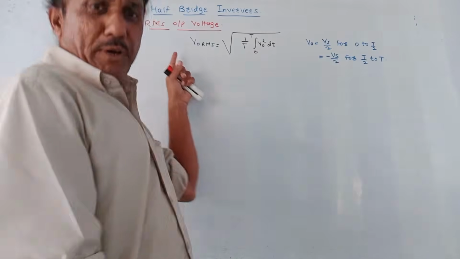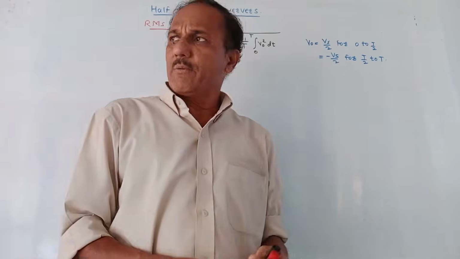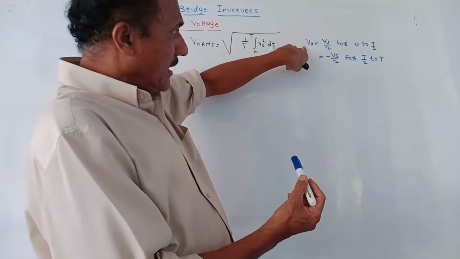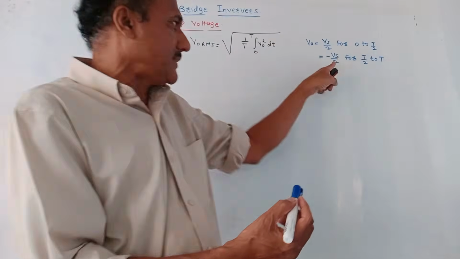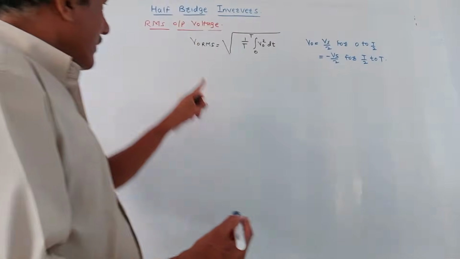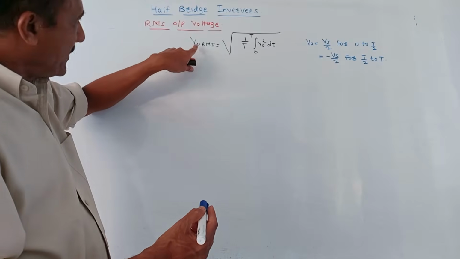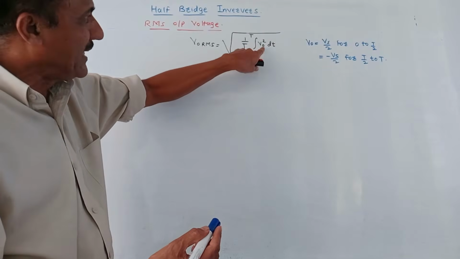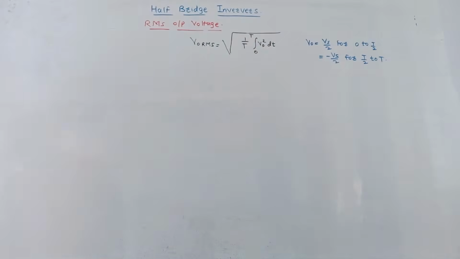Now, the last part of this session is the derivation of RMS output voltage. It is applicable for both R load and RL load. We know that in case of R load, the output voltage V0 is Vs by 2 for the period 0 to T by 2, and it is minus Vs by 2 for the next half period, that is T by 2 to T. This is the generalized formula to calculate RMS output voltage: V0 RMS equals square root of 1 by T integration 0 to T V0 square dt.